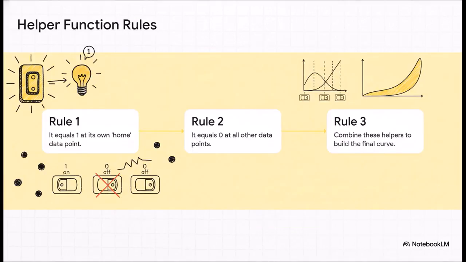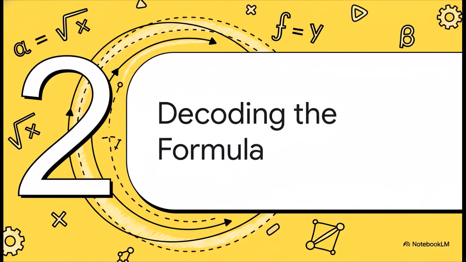And the rules for these little Lego bricks are just brilliant in their simplicity. For each and every data point you have, you create one special helper function. You can think of it like a custom-built light switch. This switch is designed to be on, meaning it has a value of exactly 1 at its own home data point, and off, a value of 0 at every single other data point. That's it.